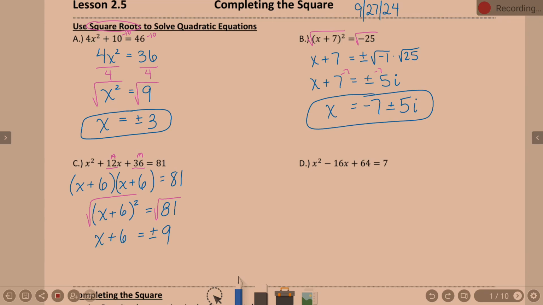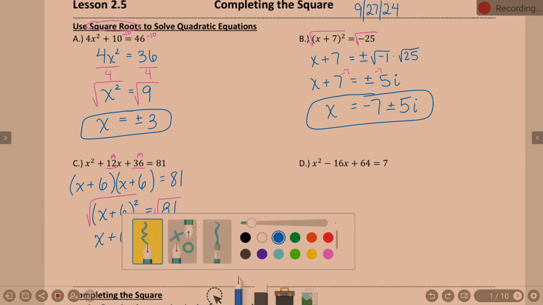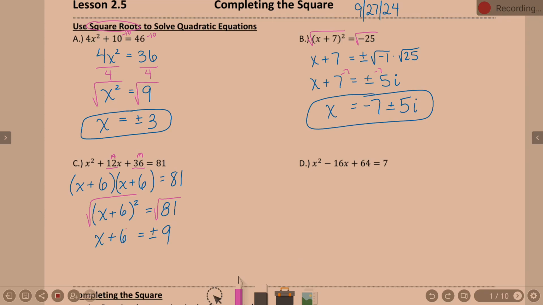How do I finish solving this? Subtract 6. It's x plus 6. We're going to subtract 6. And we're going to have x equals, okay?